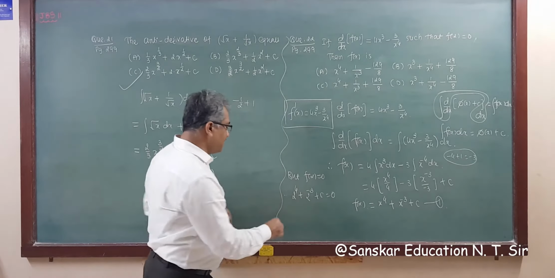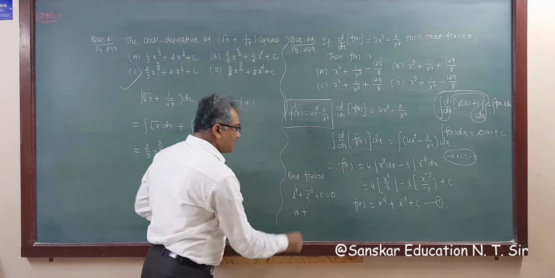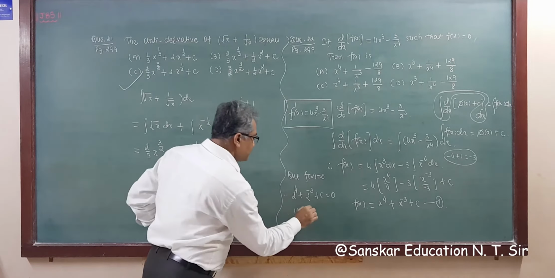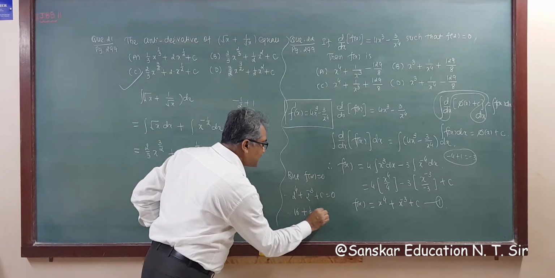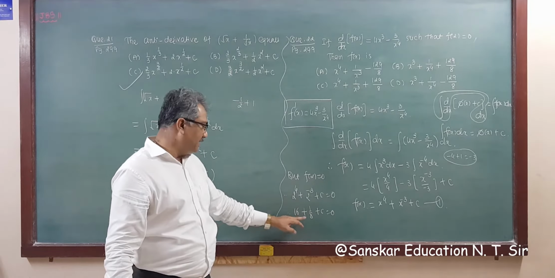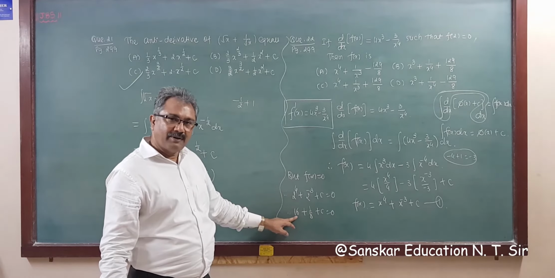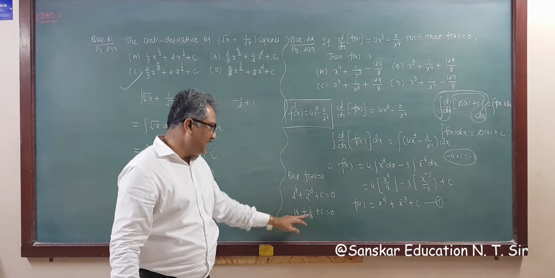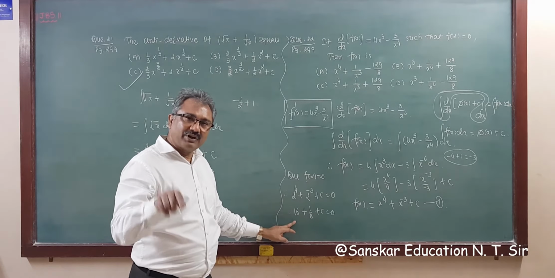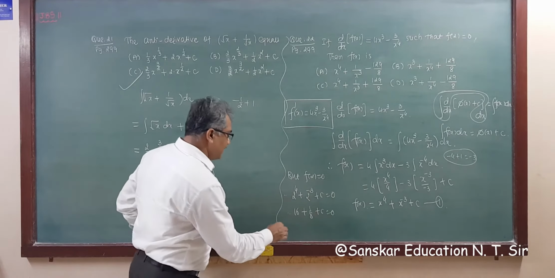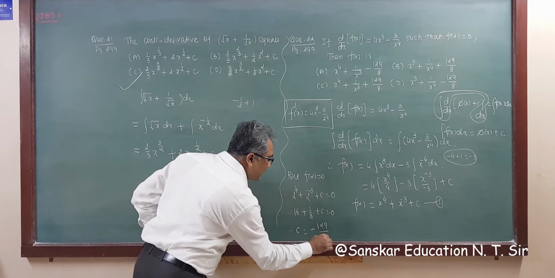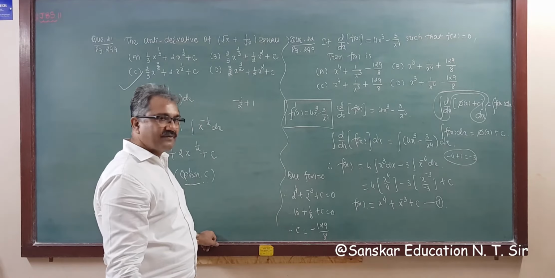2 raised to 4 is 16. So this is 16 plus 2 raised to minus 3, that is 1 upon 2 raised to 3, and 2 raised to 3 is 8. So this is 1 upon 8 plus c is equal to 0. So this is 16 times 8, which is 128, plus 1, because 10 into 8 is 80, and 8 into 6 is 48. 80 plus 48 is 128, plus 1, 129. So c is minus 129 divided by 8.